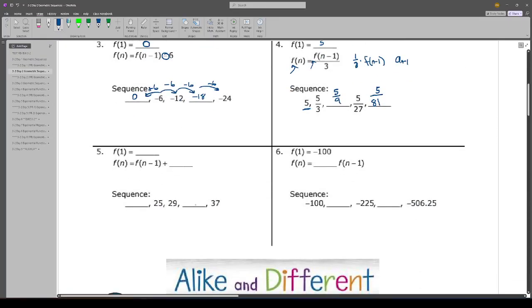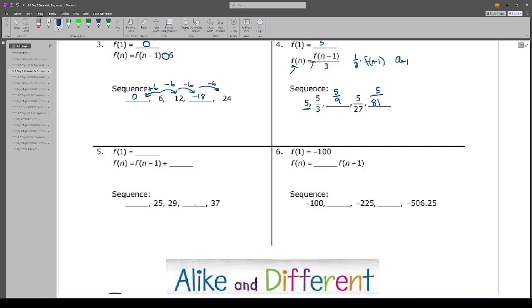Number 5, we don't know term number 1, so we're going to do like we did earlier, but also we don't know the common difference. So we're missing both pieces of information in our definition. We don't have the start, and we don't have what it's changing by. So let's look at our sequence. We can see right here, we know it's a plus, so we know it's an arithmetic sequence. This is adding 4. So then if we add 4 again, we would get 33. Add 4 again, we get 37. So that all looks good. We're adding 4 at each step.